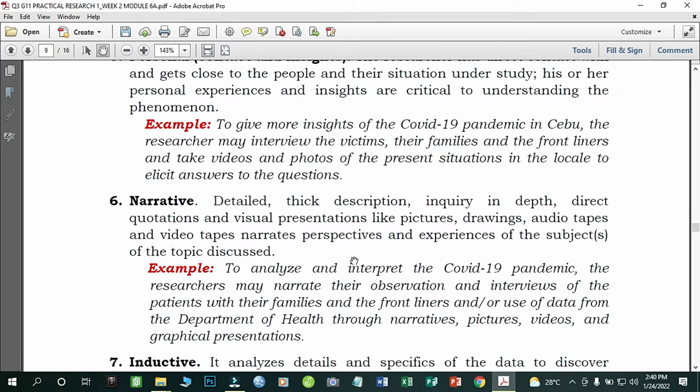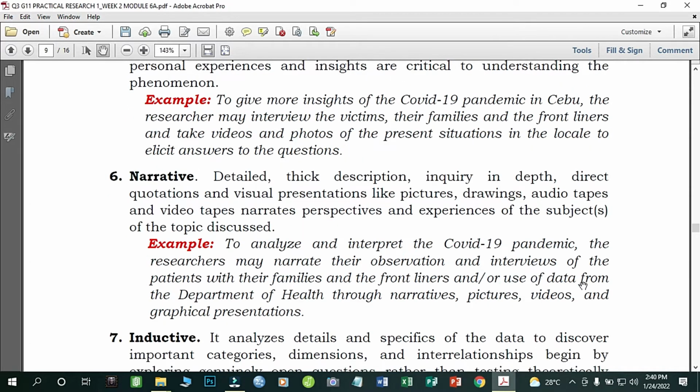Okay. Number six, narrative. Detailed, thick description, inquiry in depth, direct quotations, and visual presentations like pictures, drawings, audio tapes, and videotapes narrate the perspective and experiences of the subjects of the topic discussed. Examples, to analyze and interpret the COVID-19 pandemic, a researcher may narrate their observation and interviews of the patients with their families and the frontliners and or use data from the Department of Health through narratives, pictures, videos, and graphical presentation.